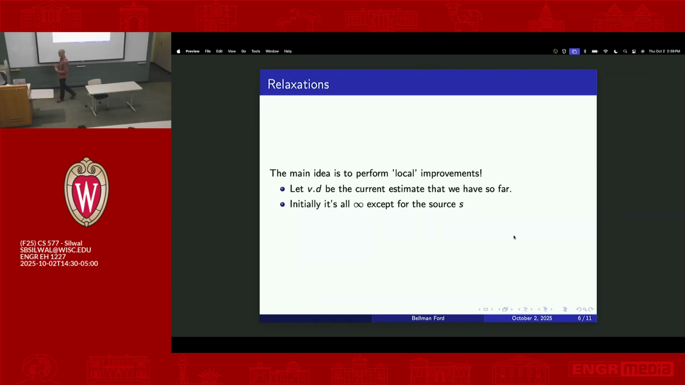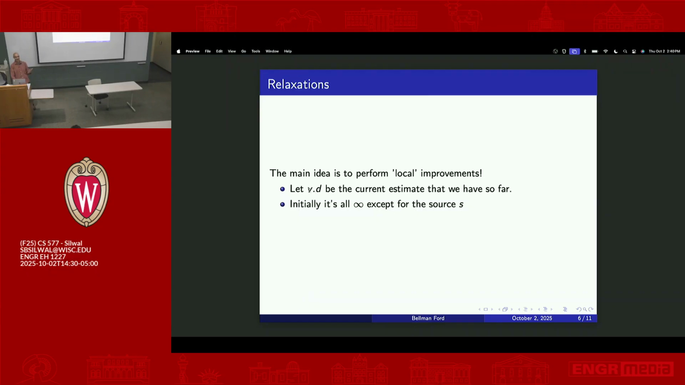And the cool thing is somehow if you do enough local improvements, then you get a globally correct answer. Okay, so that's the power of this Bellman-Ford algorithm. So the main idea, like I said, is to do local improvements. And the algorithm is going to run in different rounds, okay? And at every round, it's going to have an estimate of the distance to all the vertices, okay?